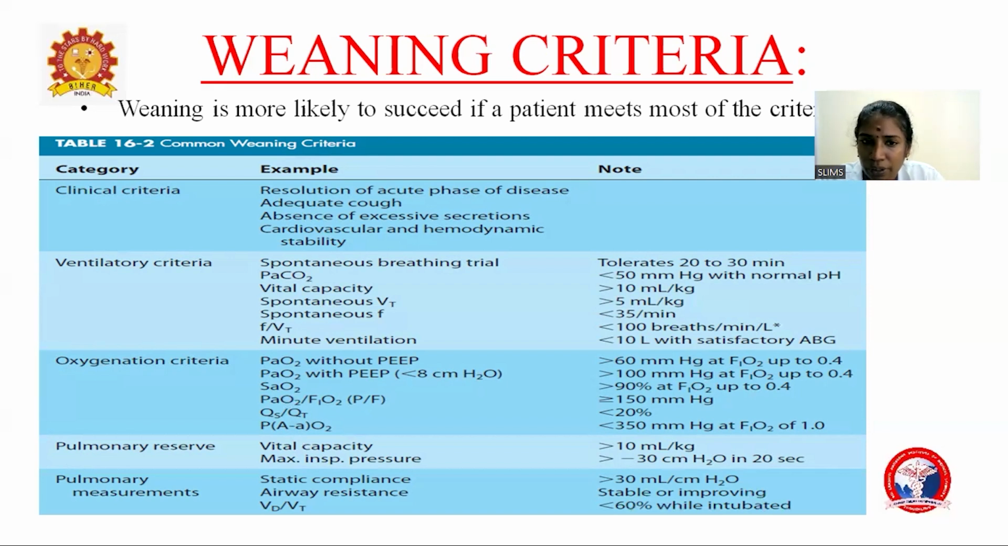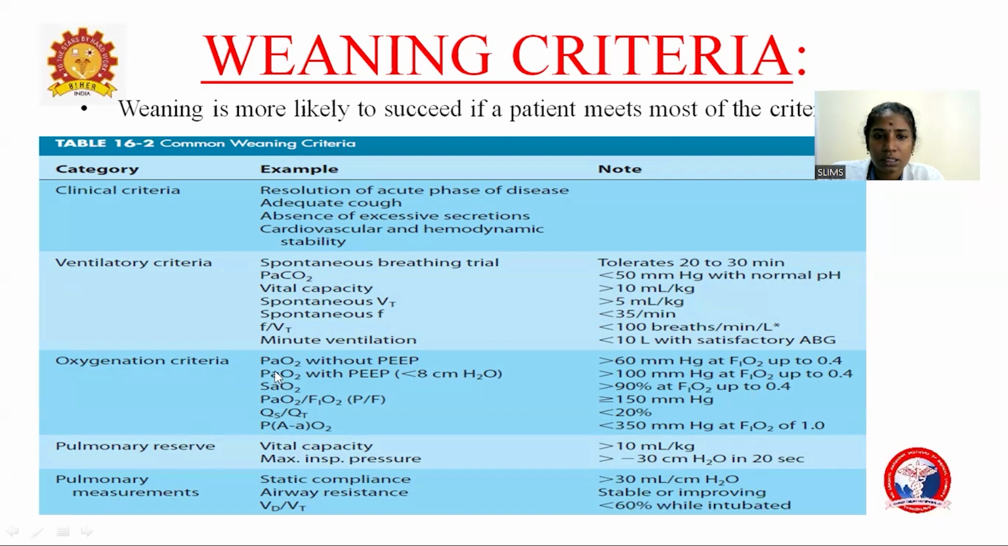ABG should have, you will be knowing, normal carbon dioxide, and there should not be any respiratory acidosis or alkalosis or metabolic acidosis or alkalosis. So ABG should also fit into normal, and their minute ventilation should be less than 10 liters. Okay. Then moving on to the oxygenation criteria. PaO2 by FiO2 ratio is also more important in oxygenation criteria.